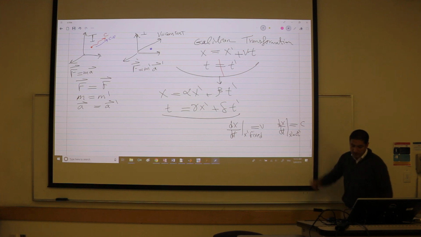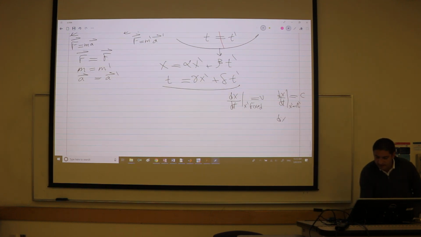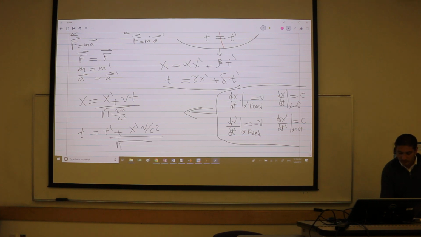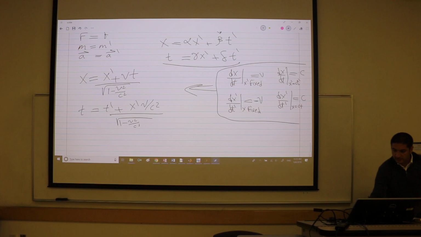And you have another version of the equation if you reverse the order, so like dx prime by dt prime, and x is moving with ct, this is also c, and dx prime by dt prime is x is fixed. So this is the velocity of this guy with respect to the other, so this is negative. 4 equations in 4 unknowns, your alpha, beta, gamma, and delta, we get the transformation that x is x prime plus vt divided by the square root of 1 minus v squared over c squared. And the time transforms as well, t prime plus x prime v over c squared, over the square root of the same thing. And this is what we call the Lorentz transformation.